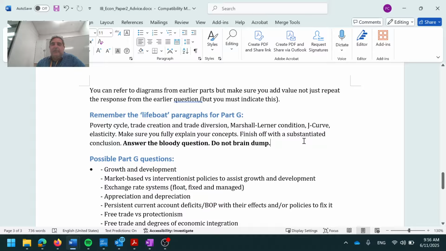You can do this, you know what to do in paper 2. If you've practiced those 4 markers, you will be fine. And then if you do a solid job on Part G by answering the bloody question, you will get a very high 6 or a 7 on paper 2. Remember, this one is really important. This is worth 30% towards your final grade. So you've got to nail it. You nail this, you're on your way to a really good result.